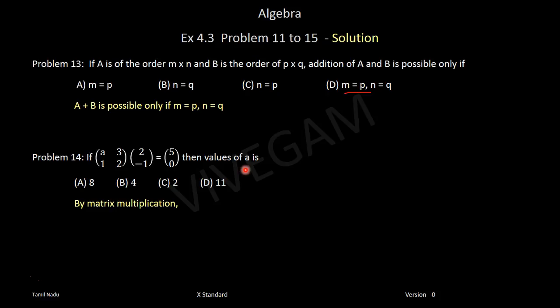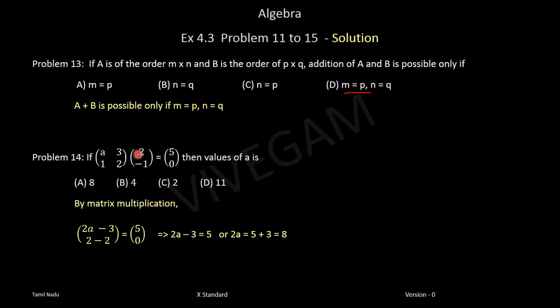So all we need to do is the matrix multiplication. This is 2 by 2 and this is 2 by 1, so the resultant matrix will be 2 by 1: 2 rows and 1 column, right? So that is what it is. First row into first column.